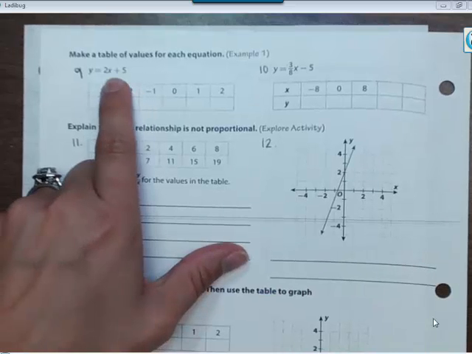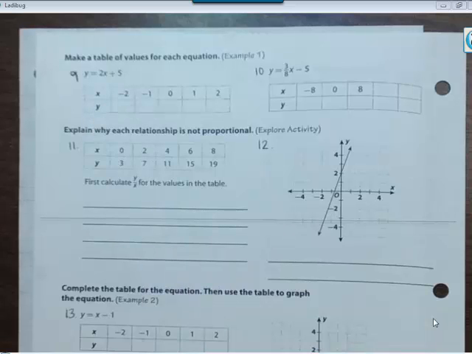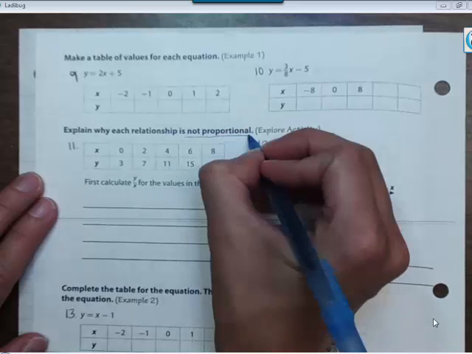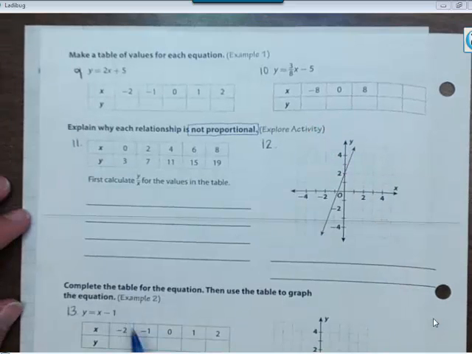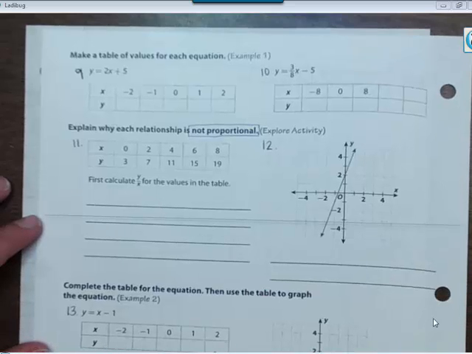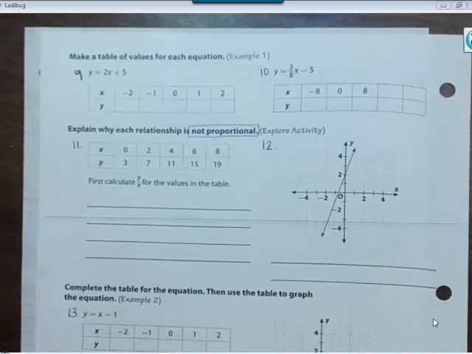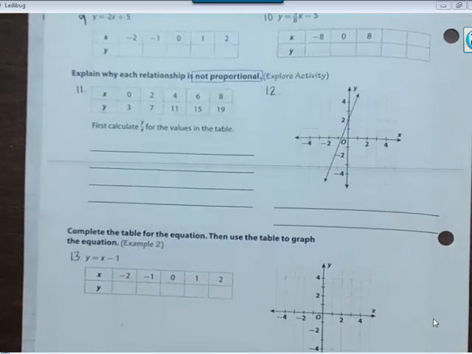Number 11 and 12, you're explaining why it's not proportional. And number 13, you're going to fill in the table using your equation, so show your work on a separate piece of paper, and then graph. Number 14 is making sure that you understand everything by answering that question and filling it in.